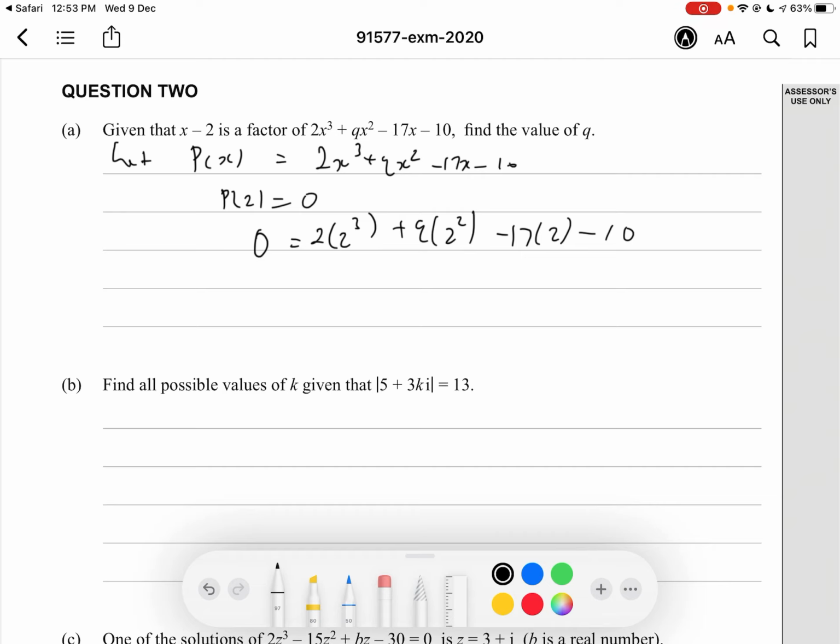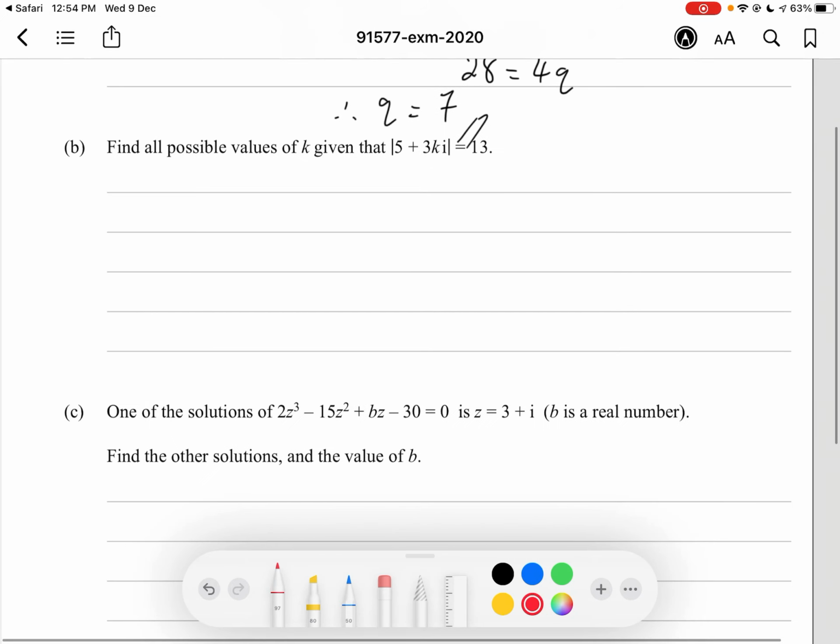Alright, so just leave a little bit of calculation work here. We have 2 cubed is 8, so 0 equals 16 plus 4q minus 34 minus 10. So we should be getting that 28 equals 4q, and therefore dividing by 4 on both sides, we'll see q equals 7. And that should be our final answer for this question, and this should be an achieved level question.